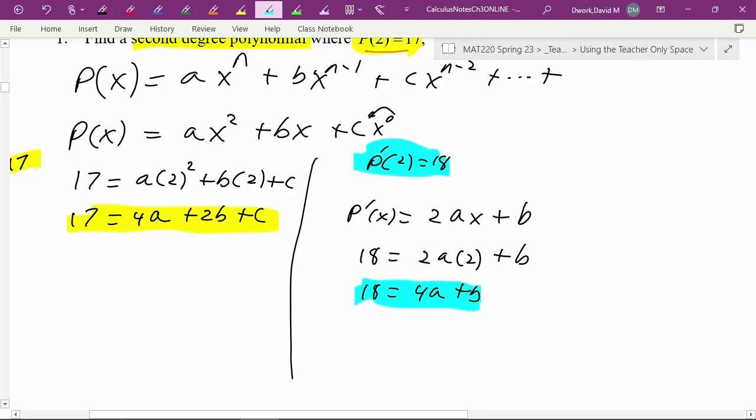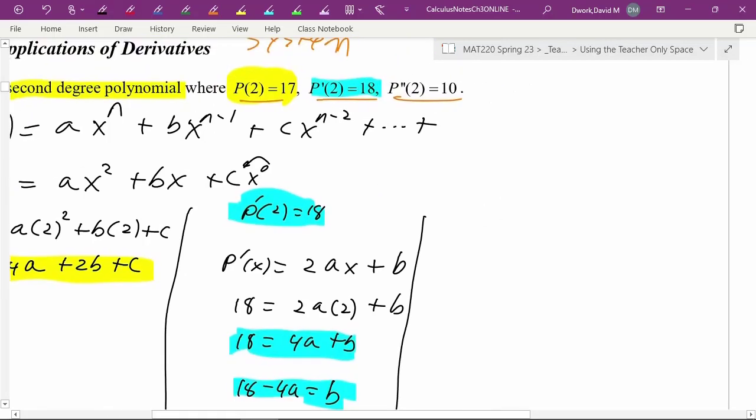I could solve for the b if I wanted to, right? I could solve for b and say 18 minus 4a is equal to b. Maybe, and then I could use a little bit of systems of equations. I could sub that in to here, but it's not going to be super helpful yet because I need three equations. So let's keep moving.